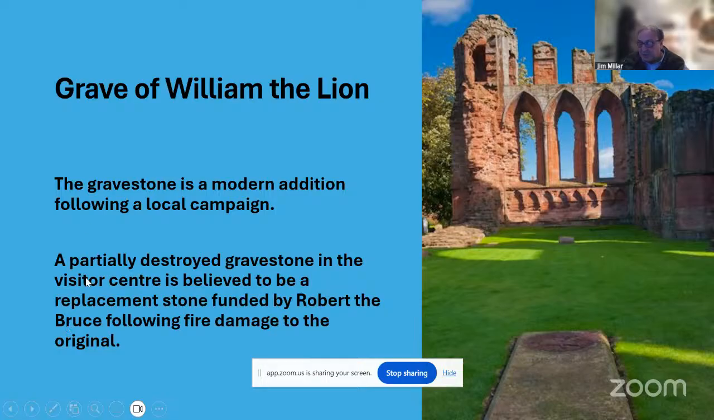William reigned for almost 49 years until his death in 1214 at Stirling Castle. His body was taken to Arbroath, where he was interred in the abbey, which was still undergoing construction. He had matured into a highly regarded king, and his loss was keenly felt. So we'll now fast forward a little to the late 13th century and the deaths of Alexander III and his granddaughter Margaret, which we touched on before, and the next step towards the Declaration of Arbroath.